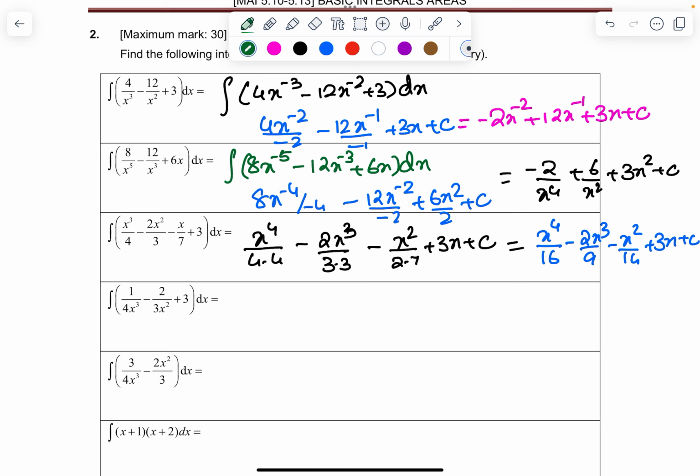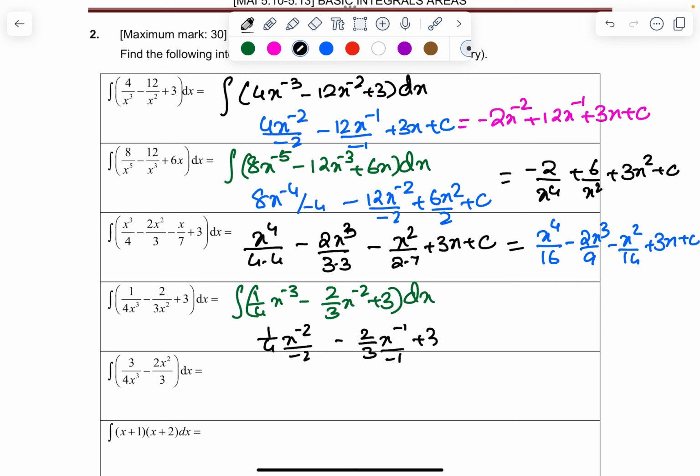Now write it down in the standard form: 1 upon 4 x to the power of negative 3, 2 upon 3 x to the power of negative 2 plus 3. So the answer is 1 upon 4 x to the power of negative 2 upon negative 2, 2 upon 3 x to the power of negative 1 upon negative 1 plus 3x plus c, which is going to be minus 1 upon 8 x power negative 2 plus 2 upon 3 x power negative 1 plus 3x plus c.